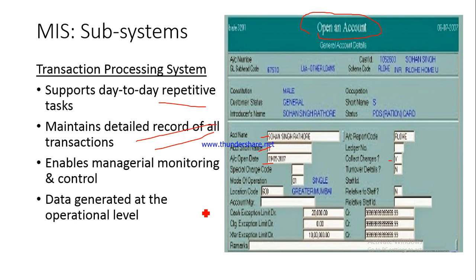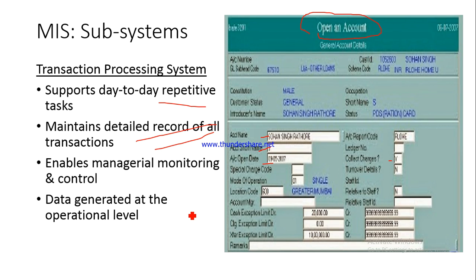And you can see that this data is getting generated at the lowest level in the organization, at the operational level, where the account is getting opened and a customer is coming in and asking for his account to be opened, and then the banking personnel who is actually manning a particular window, a particular desk, he or she will be opening up the account based on the information provided by the applicant.